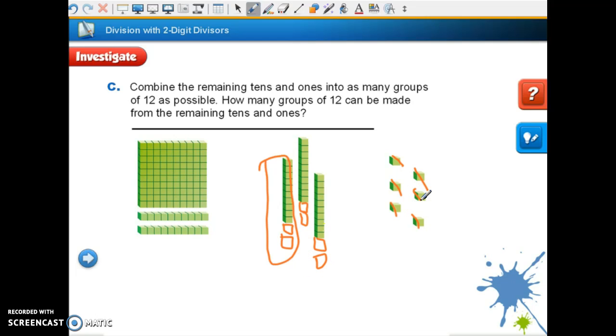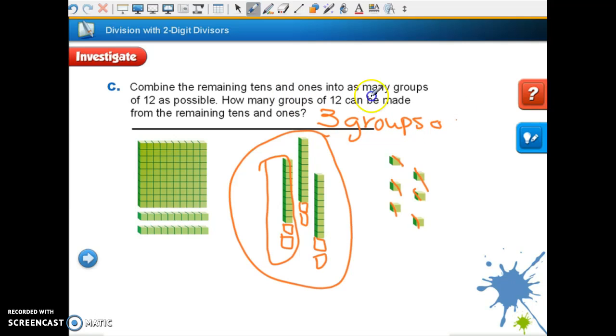So now you should have your 100 block with 2 10 sticks laying under it so that you have 10 groups of 12. Then you should have your 3 10 sticks with 2 ones under each of those to make groups of 12. So how many groups of 12 can be made from the remaining 10? So they're talking about this. How many groups of 12 did we make? 3 groups of 12. Is that one C? That is C.